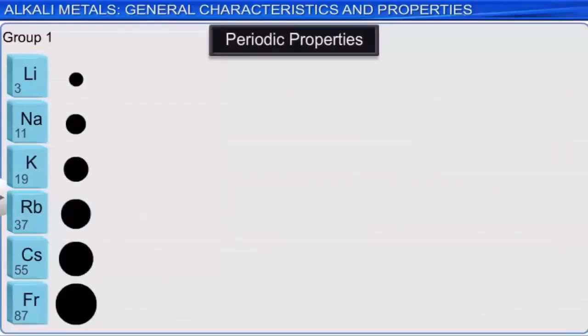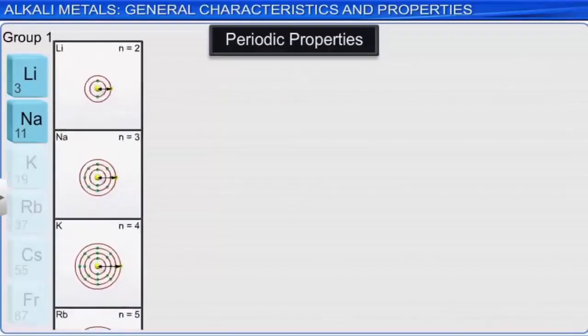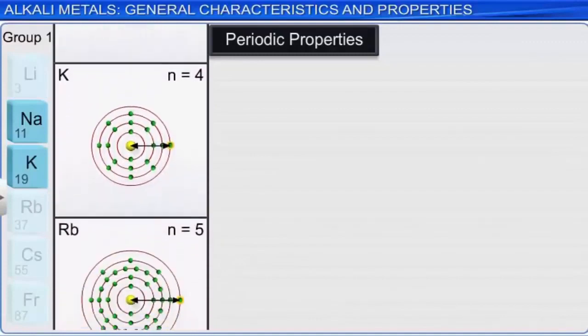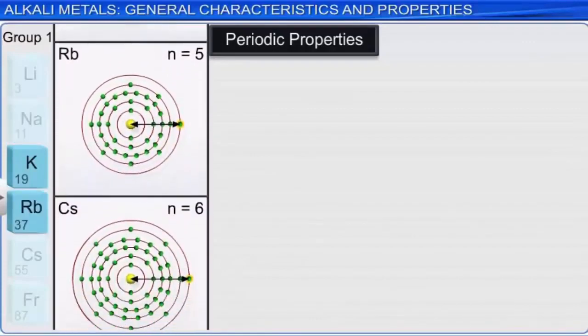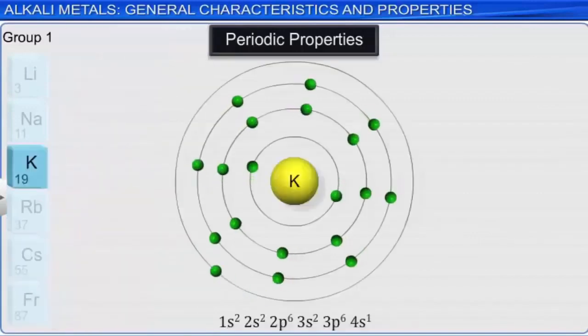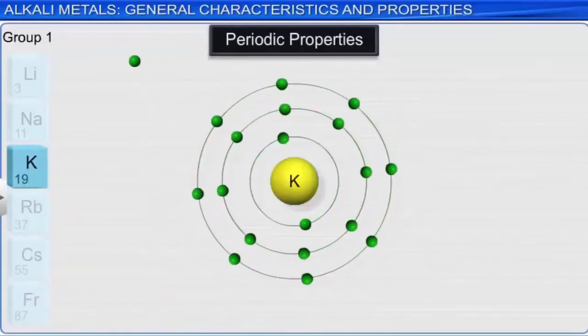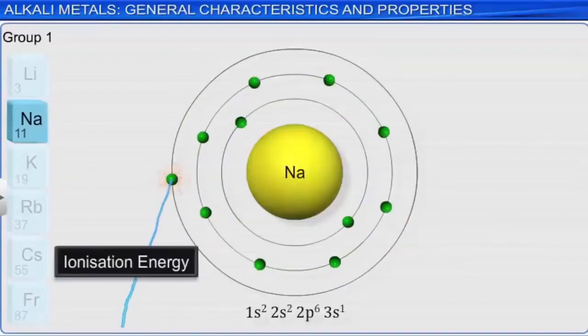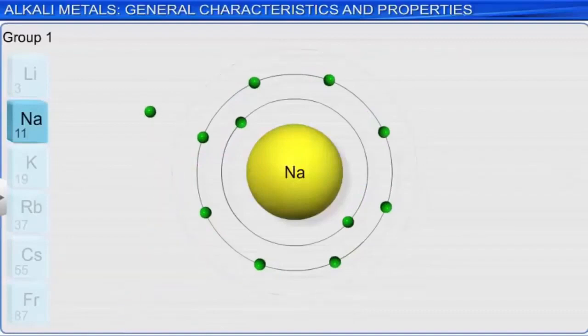Periodic properties of alkali metals. On moving down the group, the size of the metal increases because of the addition of a valence shell, and thereby the atomic and ionic radius increases down the group. The first group elements form monovalent ions. These monovalent ions are smaller than the respective parent atom, as expected.